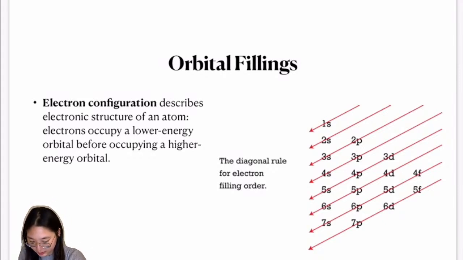Okay, so it's because electrons always occupy a lower energy orbital first before occupying a higher energy orbital. So it's kind of tricky, but let's say 3p. After 3p, the next higher energy sublevel is 4s rather than 3d. So that's why you fill the 4s first and then 3d.